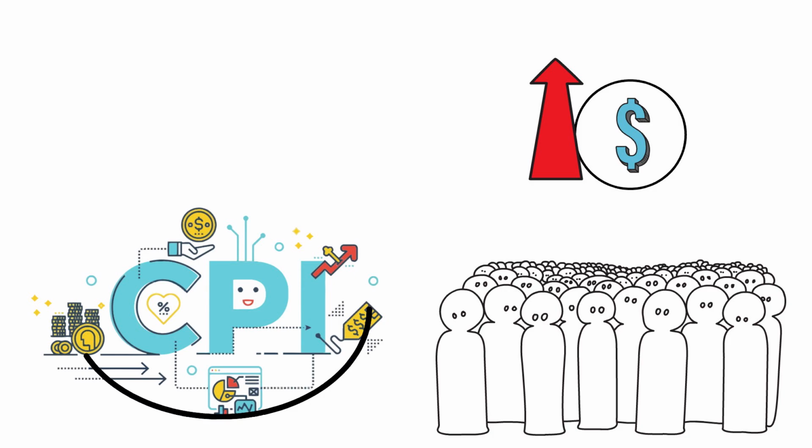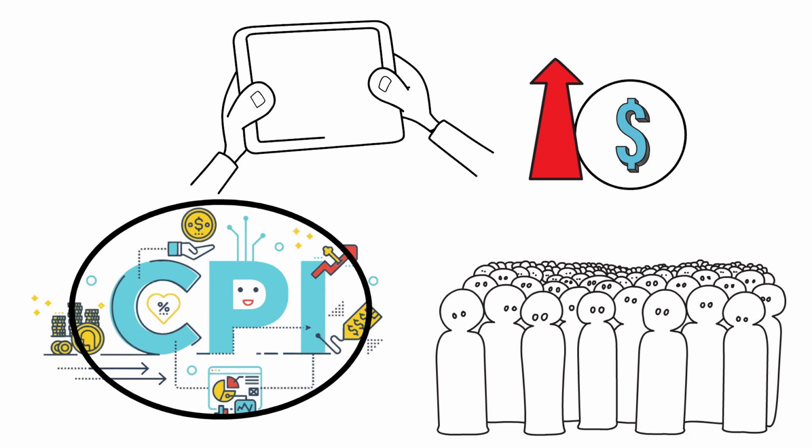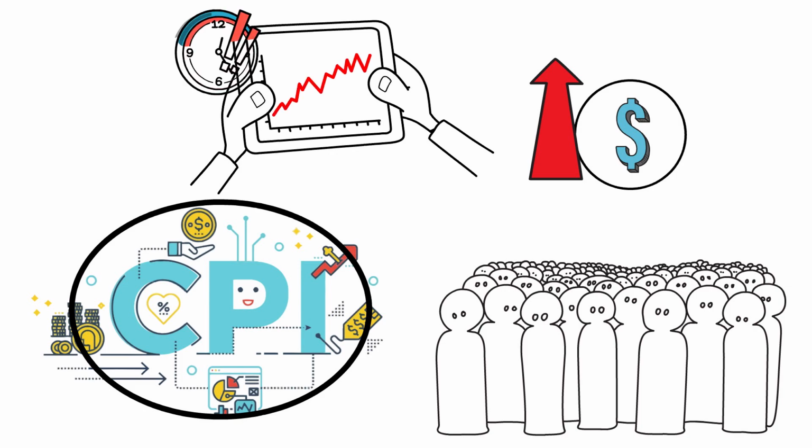Inflation is often measured using the Consumer Price Index, CPI, which tracks the prices of a basket of goods and services over time. The CPI is used to calculate the inflation rate, which indicates the percentage increase in prices over a given period.